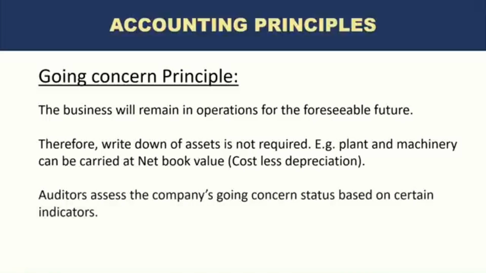This is an important principle, and you will notice that external auditors, when they audit the financial statements of a company, also assess the company's going concern status. They have to do that, and they have certain criteria or indicators which help them decide that the company can prepare its financial statements with the going concern assumption.